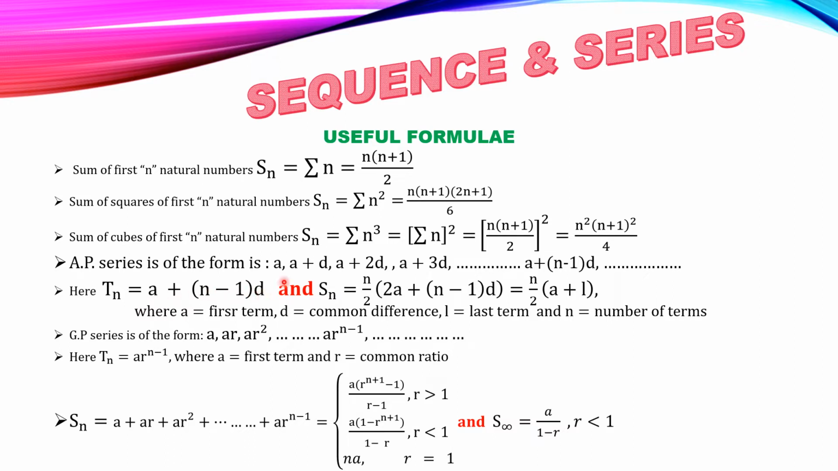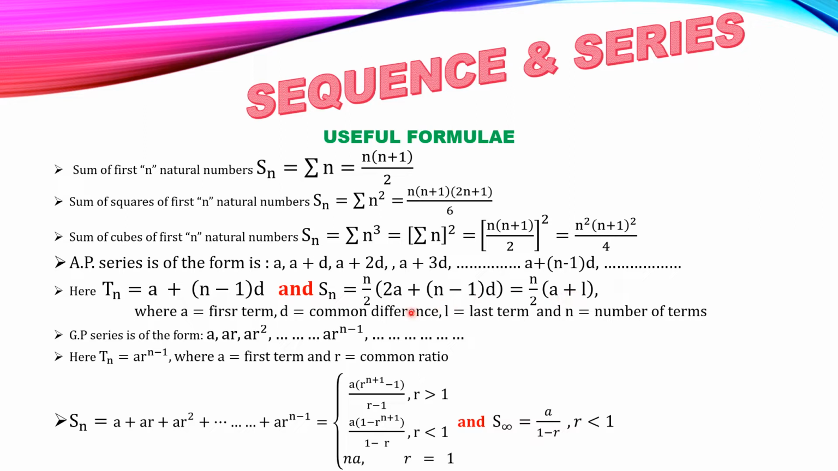Here d means common difference, a means first term, and the sum of n terms is n by 2 into 2a plus n minus 1 into d. Here 2a can be written as a plus a, and the second term a plus n minus 1 into d is the nth term of the arithmetic progression. Here the nth term is denoted by L. Another formula is n by 2 into a plus L.